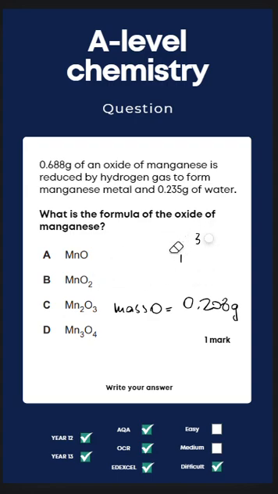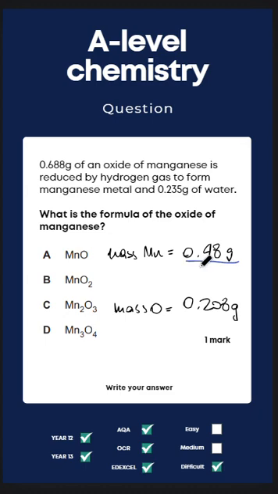Okay, now that we have that, I'm going to clear this up. We can find the mass of manganese. So the mass of the manganese will be 0.688 grams minus the mass of oxygen that we have, which will therefore be equal to 0.48 grams. Now that we have the two masses, notice how it's going to be the same as the empirical formula calculation. So let's do that.